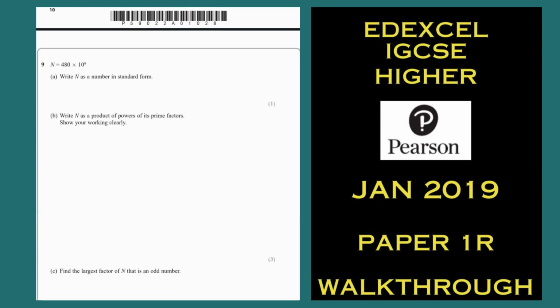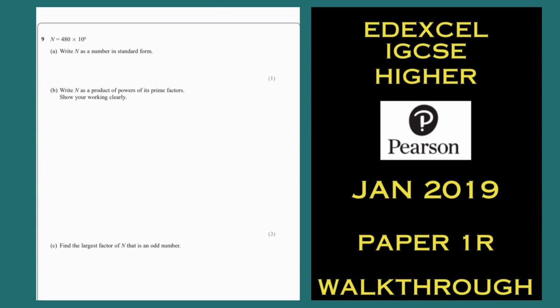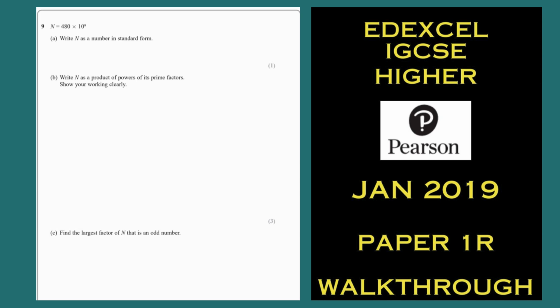So, kind of HCF LCM kind of question, but with standard form mixed in. So write it in standard form, so don't forget, we want a number between 1 and 10. And to do that, we've had to divide it by 10 twice. So to balance it up, we multiply the 10 to the power of 9 twice, and we'll get 10 to the power of 11. Now the next bit, write it as a product of powers of prime factors.